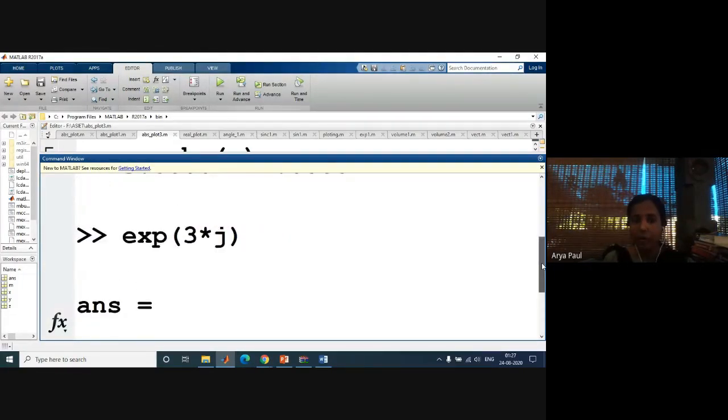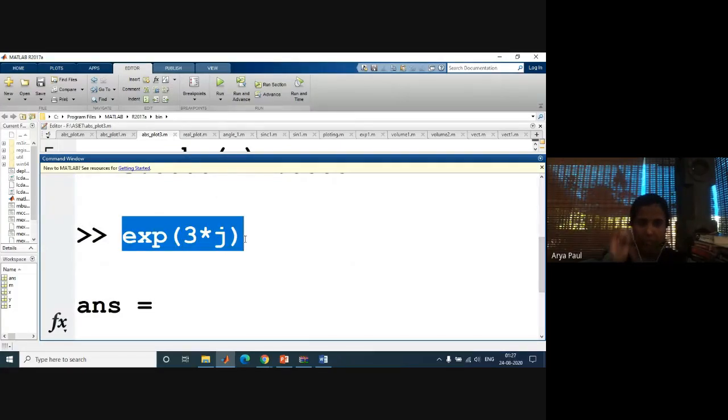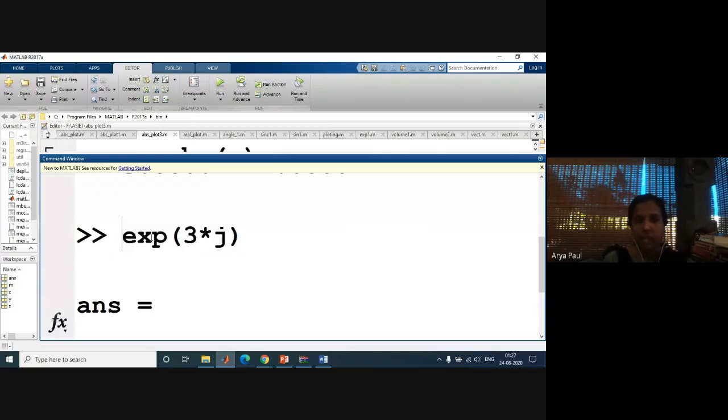Now what is the magnitude of exp of 3 into j? Here it is actually 1 into exp of 3 into j. So what is the magnitude of this vector? The magnitude of the vector will be 1, because it is 1 into exp of 3 into j.